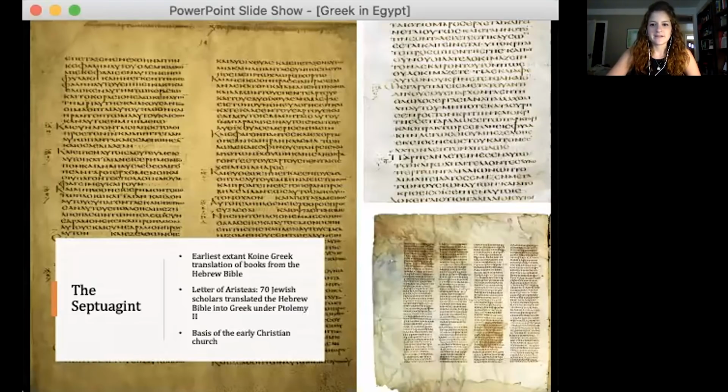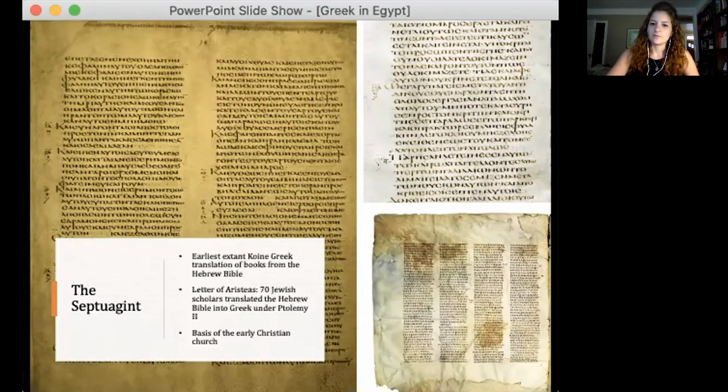Some time should be dedicated to one of the most famous texts written in Alexandria, the Septuagint, the earliest extant Koine Greek translation of books from the Hebrew Bible. Septuagint means 70 in Latin, based on a story from the letter of Aristeas. According to the story, Ptolemy II ordered 70 Jewish scholars, 6 from each of the 12 tribes of Israel, to translate the Hebrew Bible independently, but by divine inspiration, they produced identical translations.